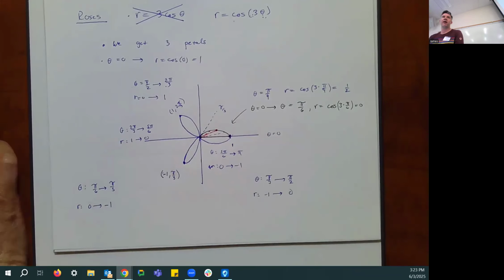Terrible. I feel like I've got to work out just doing all that. But you can see it'd be much easier if I was just like, oh yeah, it's a rose. It's got 3 petals. They're equally spaced out. And one of them, in this case the first one we found, is on the positive x-axis.